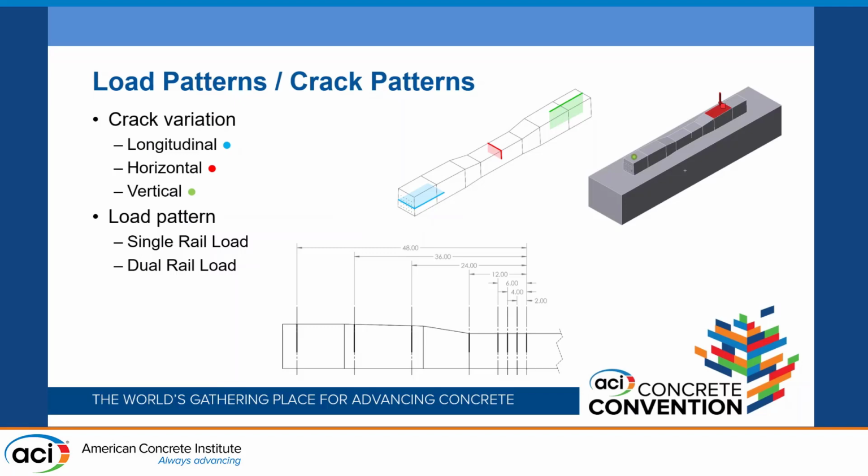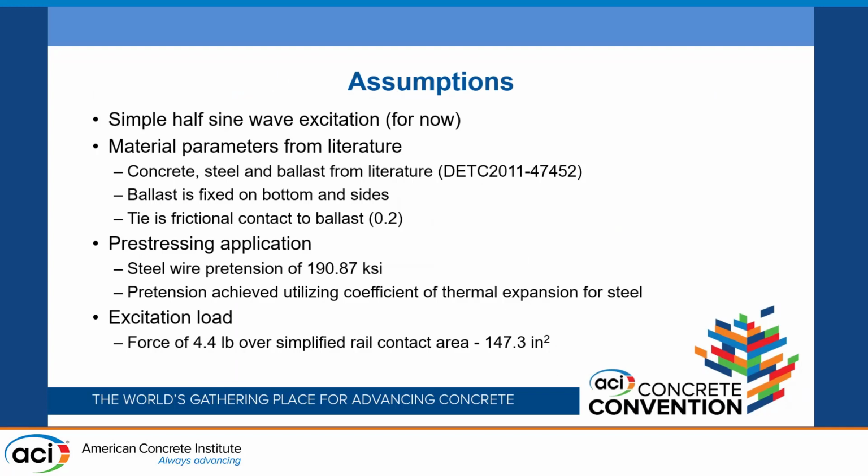The excitation load is applied over an area of the tie model, which is intended to be a simplified version of the interface between the rails and the ties. And we are examining this in terms of a single rail seat excitation as well as a symmetrical dual rail seat excitation. Some assumptions we made.